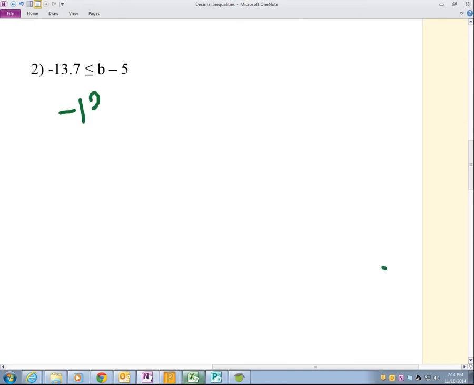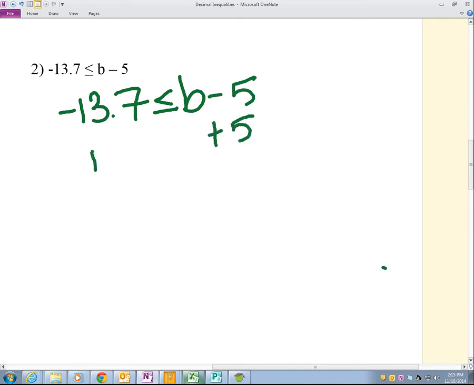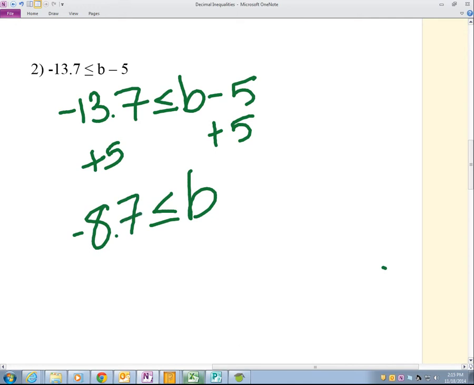I'm going to rewrite this because it's too small. b minus 5. I'm going to add 5 to both sides. Keep the symbol the same because I'm not multiplying or dividing by a negative. Negative 13.7 plus 5. I'm going to be going closer to negative 8.7. No, negative 8.3.